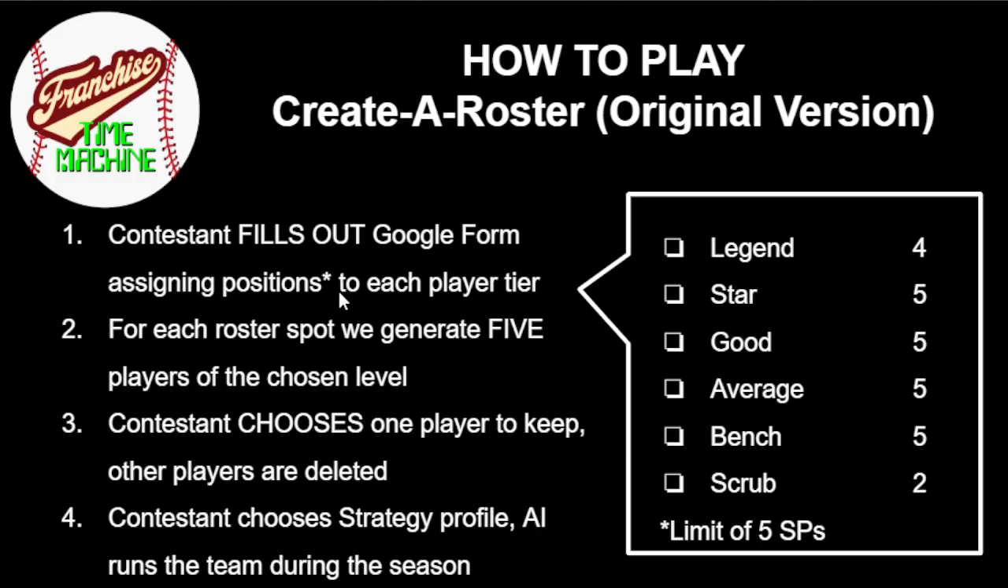Oh, Nolan said he submitted his picks. Let me check here. Oh, there. Okay, he is in there. Perfect. So then, whatever the first one is, for example, a legend level starting pitcher, we ask the game engine to generate 5 legend level starting pitchers, and then we'll show the contestant those players. They pick one to keep, the other 4 get deleted, and we keep going on through the rest of the roster.